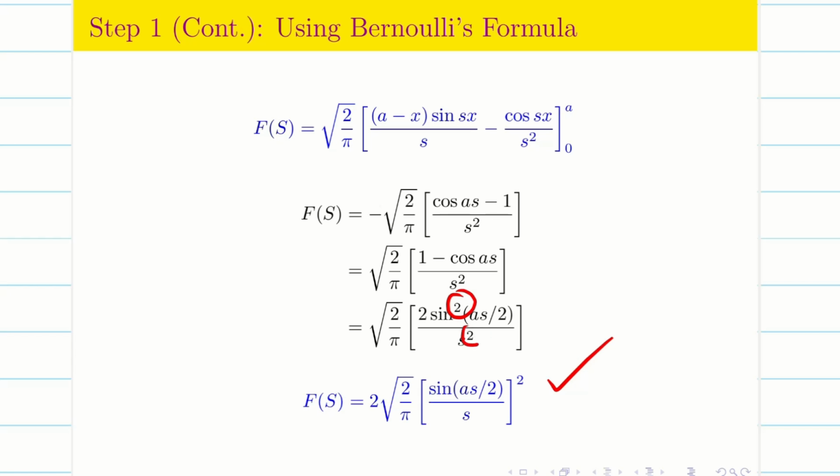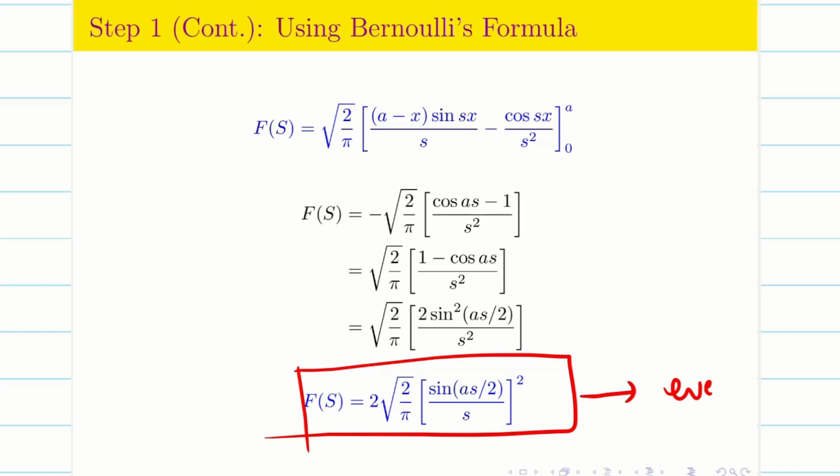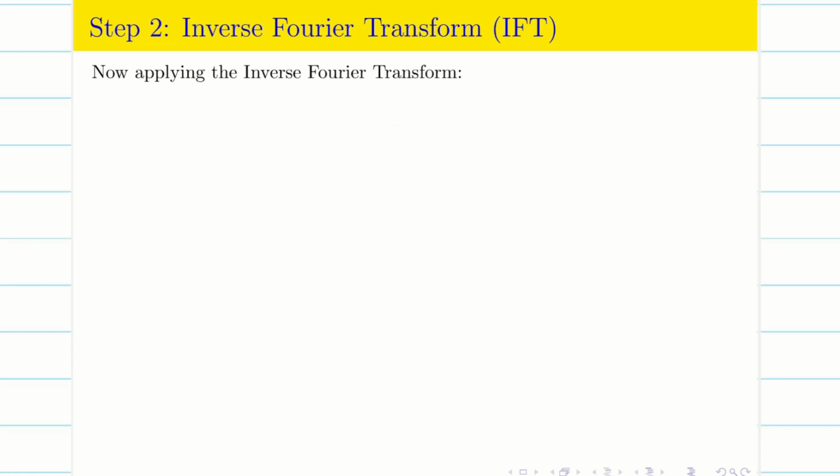Since we have s square here and here also we have s square, I can write like this. And it is easy to see it is an even function because of this square. Now step 1 gets over. It's time to find the deduction.